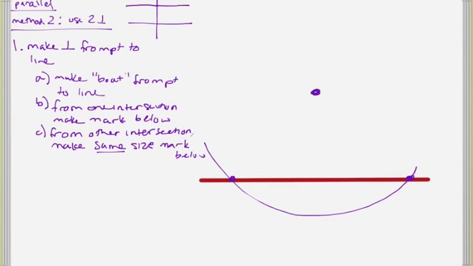So these marks do not need to be the same size as your boat. They can be, but you could resize your compass. I'm going to need to resize my compass because otherwise it's going to fall off the board. You won't be able to see it, so I need to make my compass a little bit smaller. But I'm going to put my compass point at one of those intersection points on the side of the boat, and I'm going to make a mark below. Or it could actually be above, it doesn't really matter, I just usually make mine below. Then I'm going to go over to the other side, and this is important, it has to be now exactly the same size. Make a mark.